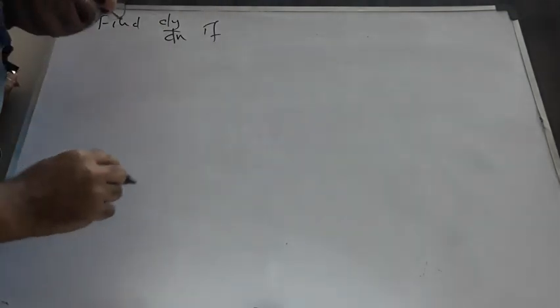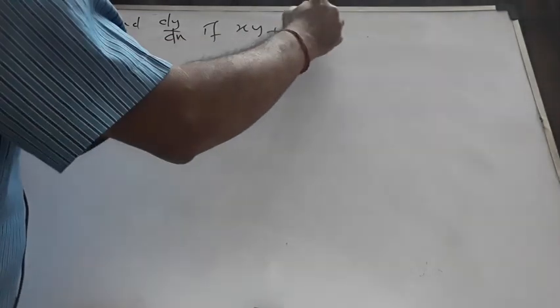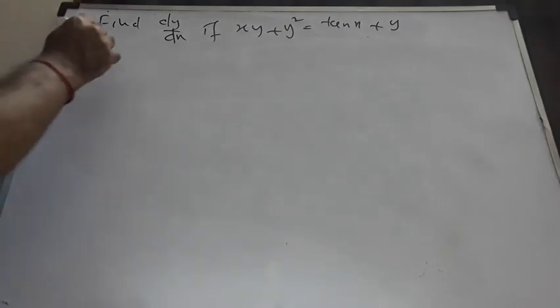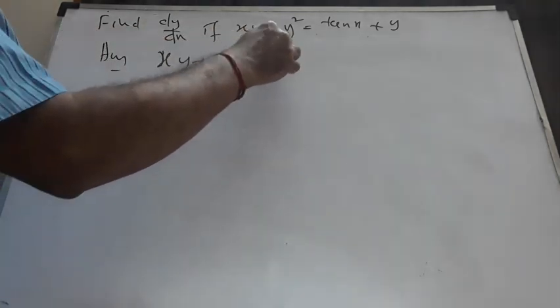I think it's clear. There is no confusion in any of the answers. Okay, next, find dy by dx. Find dy by dx if xy plus y square is equal to tan x plus y. I repeat, xy plus y square is equal to tan x plus y. Answer, xy plus y square is equal to tan x plus y.